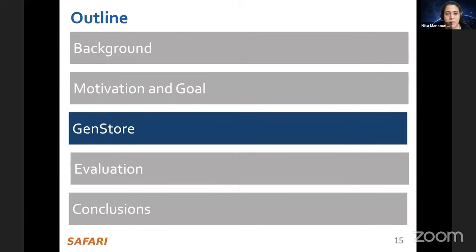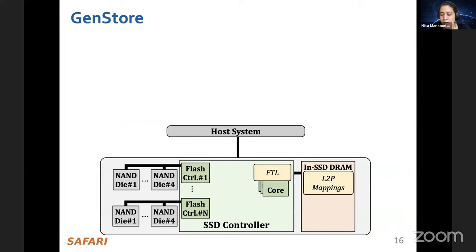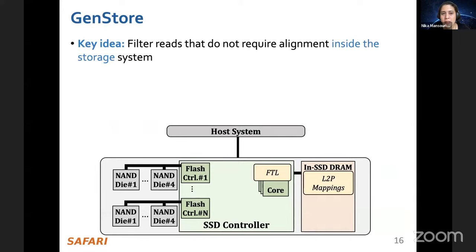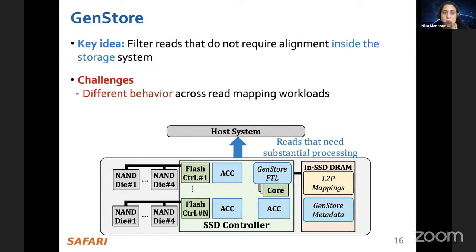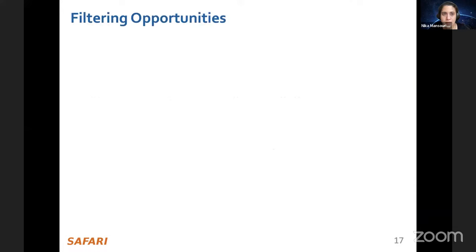And to that end, we propose GenStore, which is the first in-storage system for genome sequence analysis. A key idea is to filter reads that do not require alignment inside the storage system and send the remaining reads to other parts of the system, for example, to the host system for further processing. That has challenges, as we discussed, because read mapping incurs different types of behavior in different data sets, and we have limited hardware resources in the SSD.